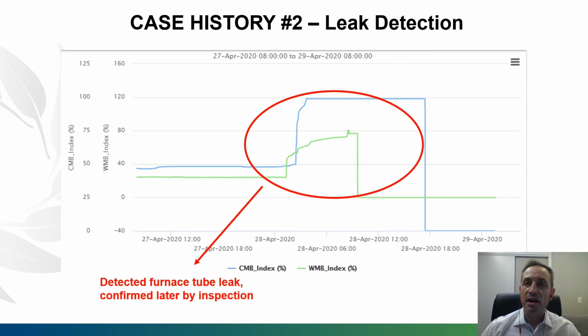And actually, after a visual inspection, the customer could see and determine that there was really a very tiny tube leak in one important wall of the furnace, the lower part of the boiler. So very quickly, the system identified this small leak in the boiler.